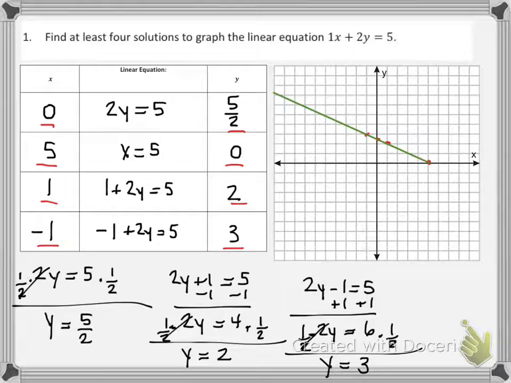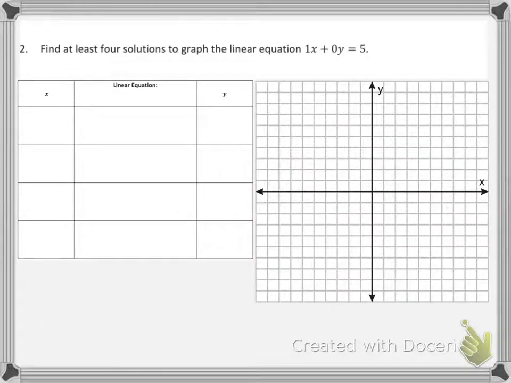All right, number 2. Find at least 4 solutions to graph the linear equation 1x plus 0y equals 5. Well, let's do that. Let's put a 0 in for x. If we put a 0 in for x, we would get 0 plus 0 times y is 0, and that is equal to 5. So when x is 0, y is 5.